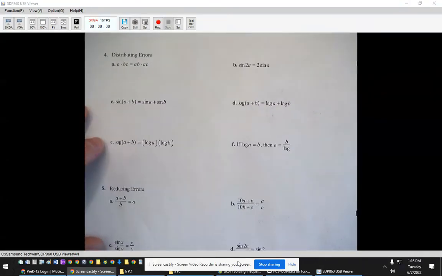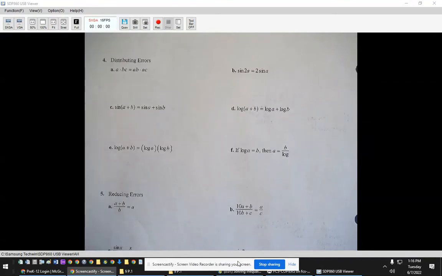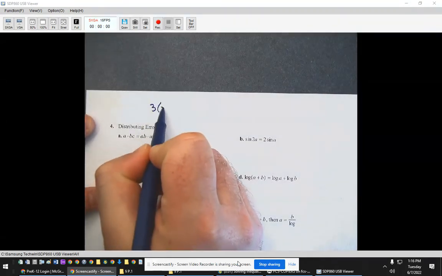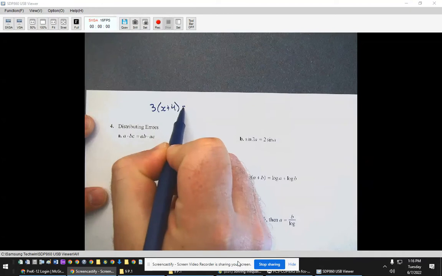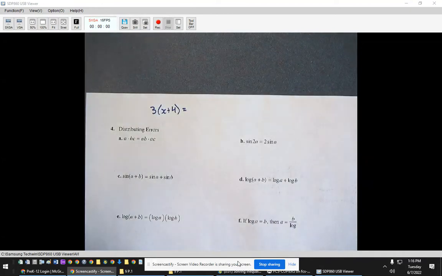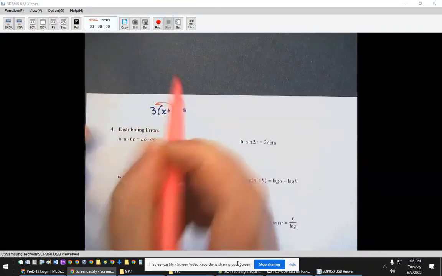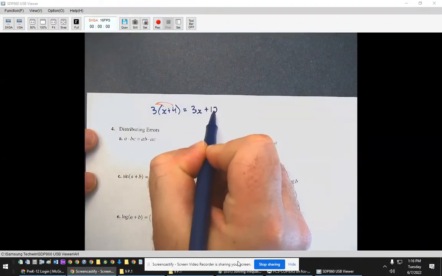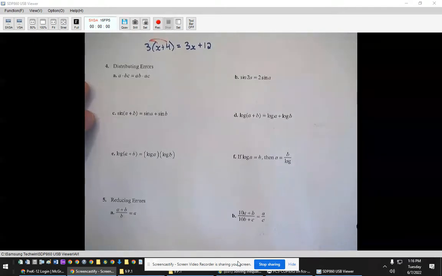Common mistake in distributing errors. Distributing works when you have a multiply and an add or subtract combined. So for instance, if I had 3 times x plus 4, I would distribute this 3 to everybody inside. So we would get 3 times x, which is 3x, 3 times 4, which is 12. That doesn't work unless it's add and subtract working with multiply.